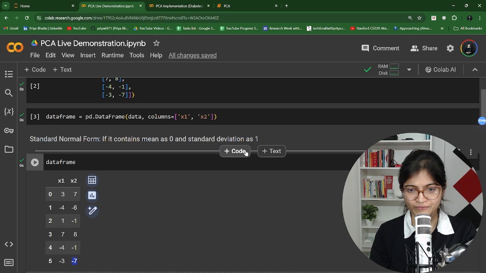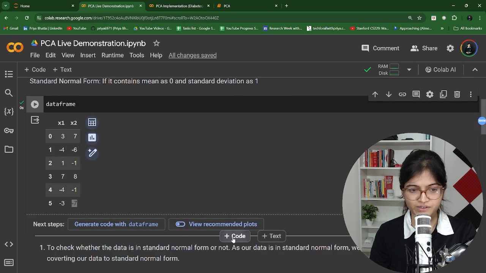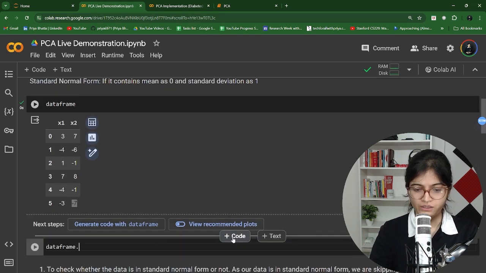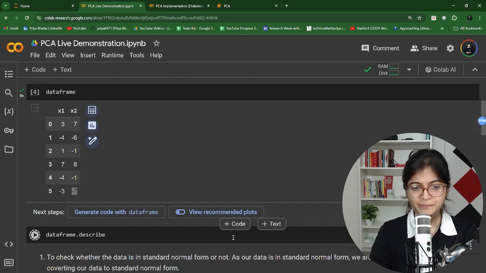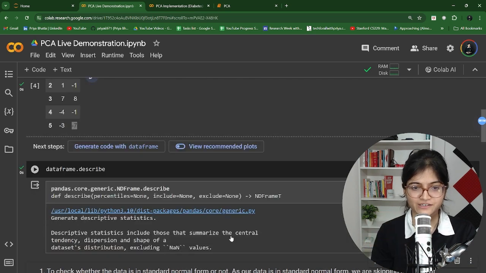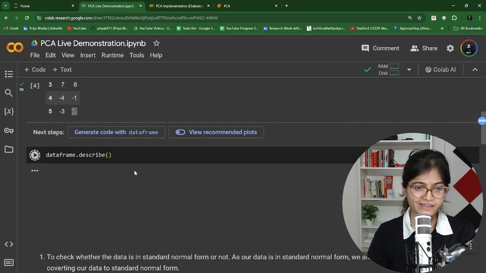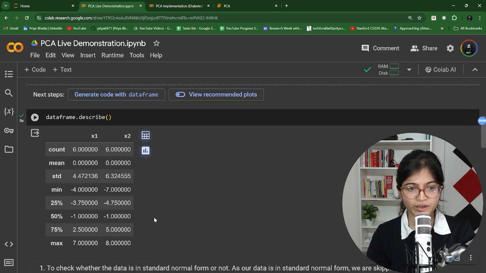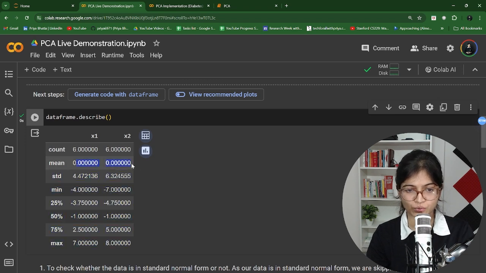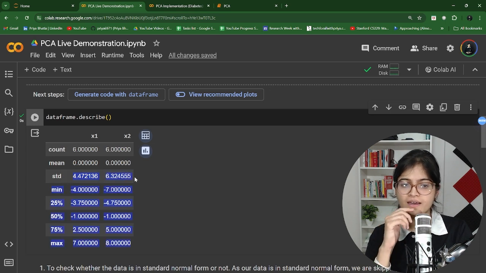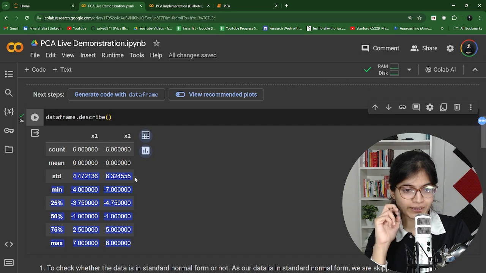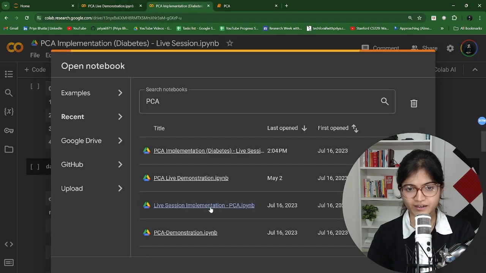Another way via which you can easily evaluate the same stuff is by calling the data frame dot describe function, because you all know the describe function will give me the descriptive stats, right? So let me use it like this. We are calling the function. So here you can see our mean is approximately equal to 0, right? But the standard deviation has a value of 4.472136, which is not 1. Okay, so maybe what we can do is convert it.